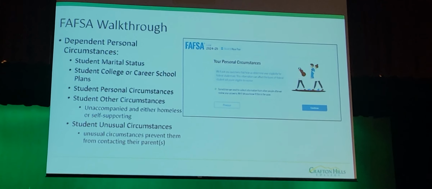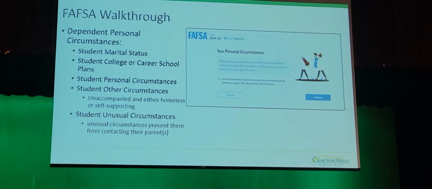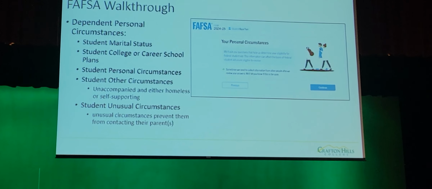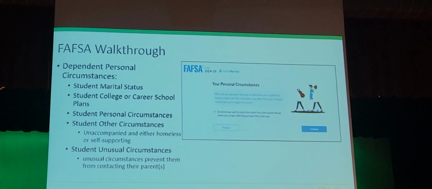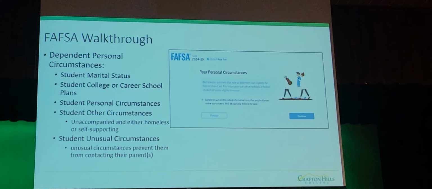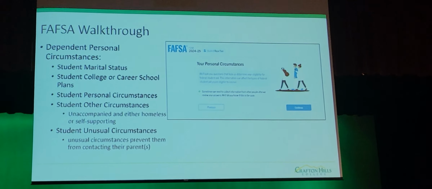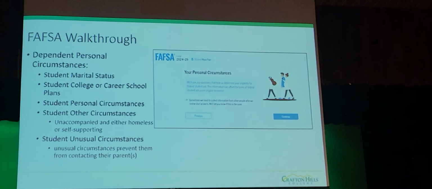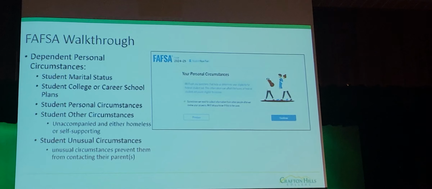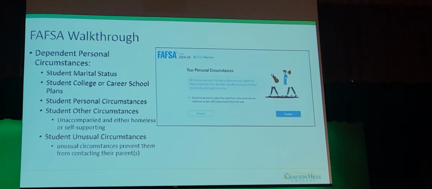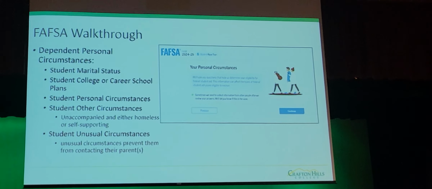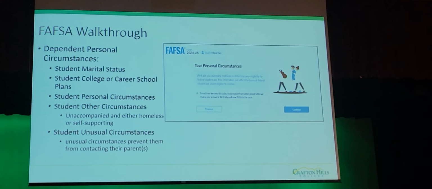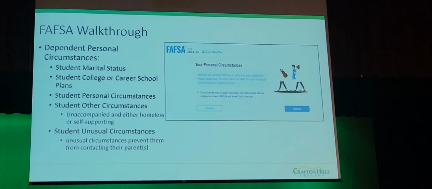There are going to be 2 last sections which talk about other or unusual circumstances. These are for students who are either unaccompanied homeless youths who are unable to provide the parents' information, or whose parents are unable to provide the information to go on the FAFSA. Because at the end of the day, we don't want to put students in harm's way or in any uncomfortable situations when it comes to submitting the application.